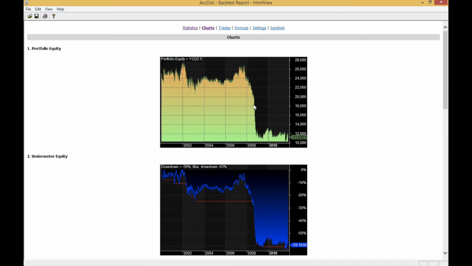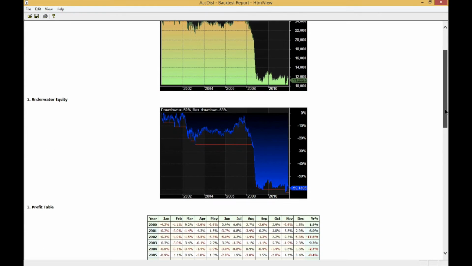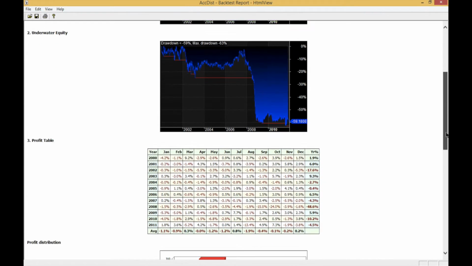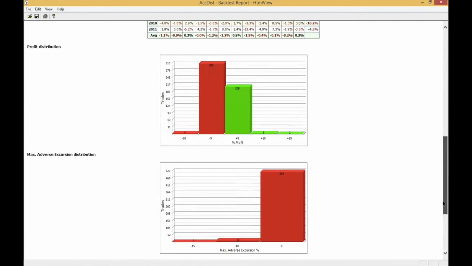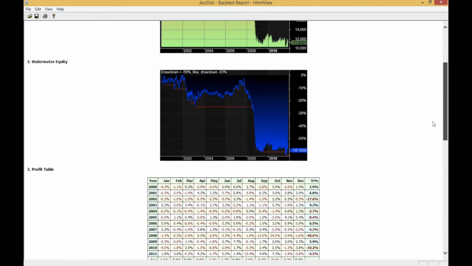We'll look at the charts here. 2000 to 2008 didn't do much. 2008 just got absolutely slammed, and you can look down here: it lost 48.6% in 2008, so probably not something I would trade. Anyway, let's keep going here.